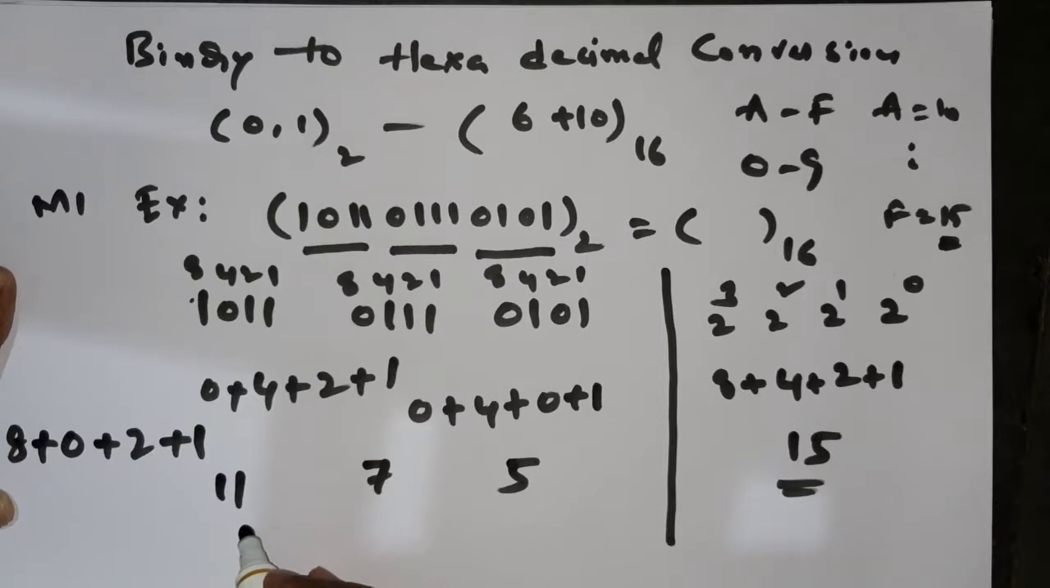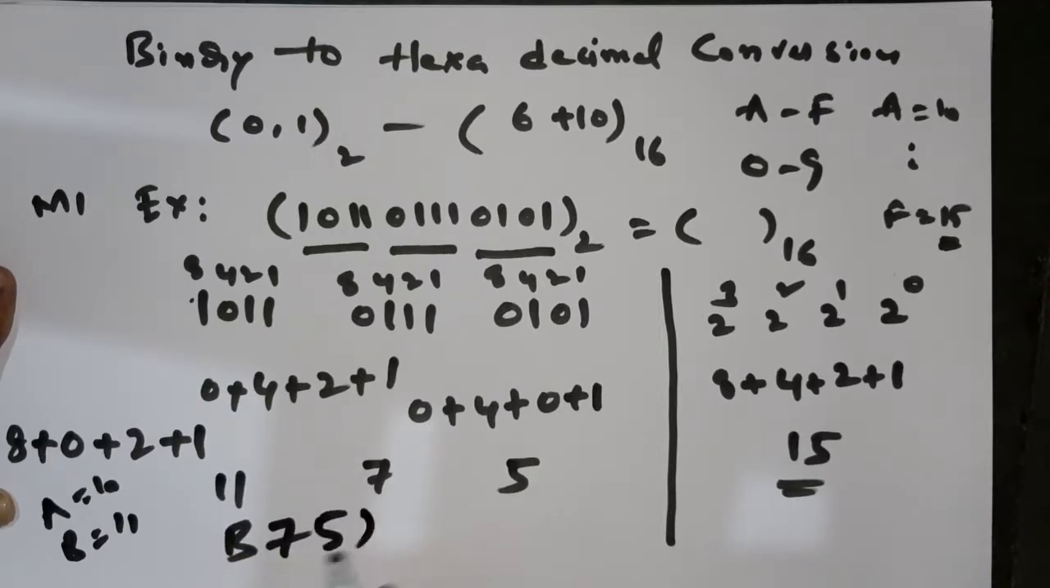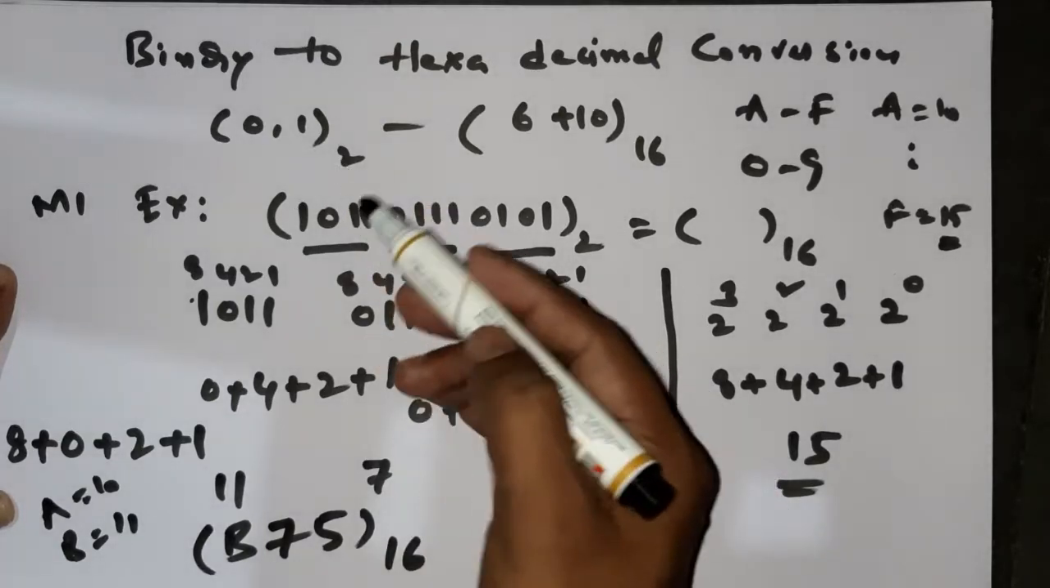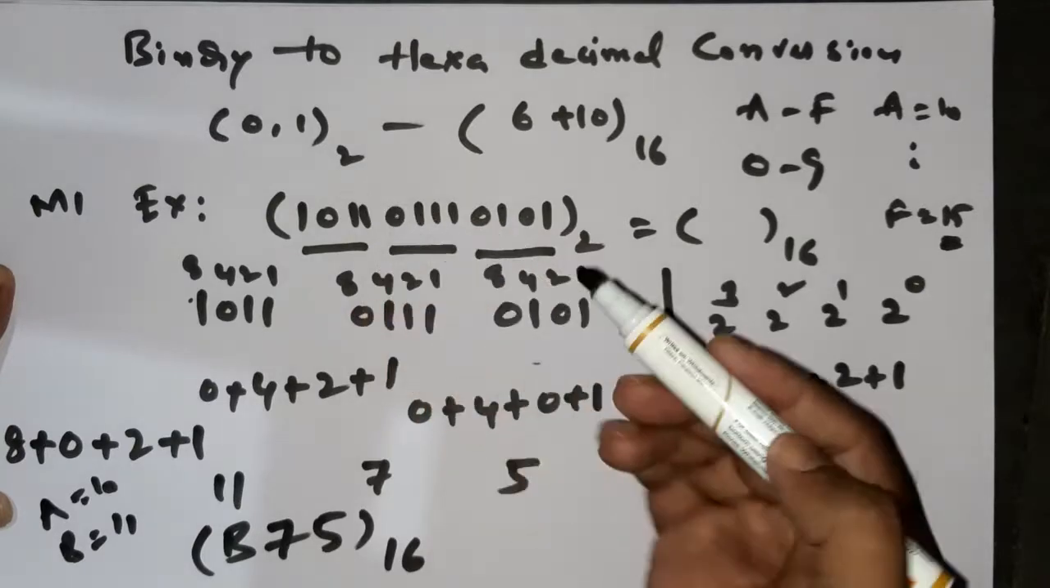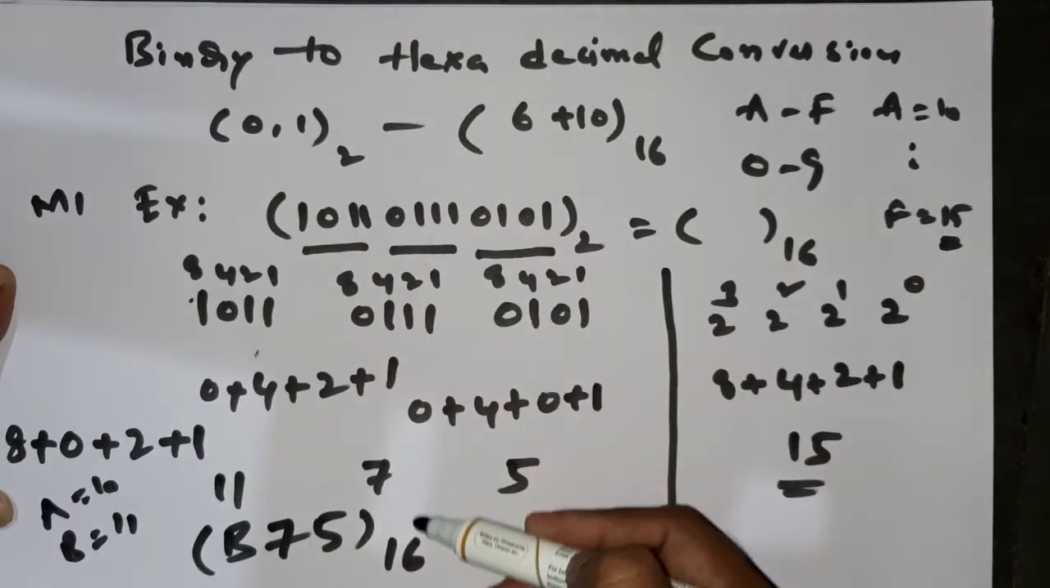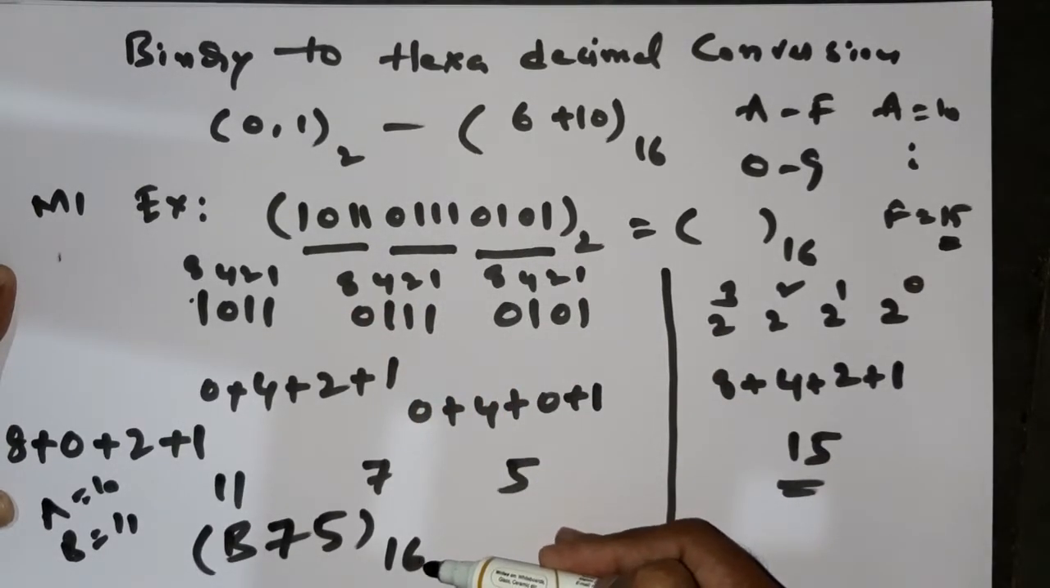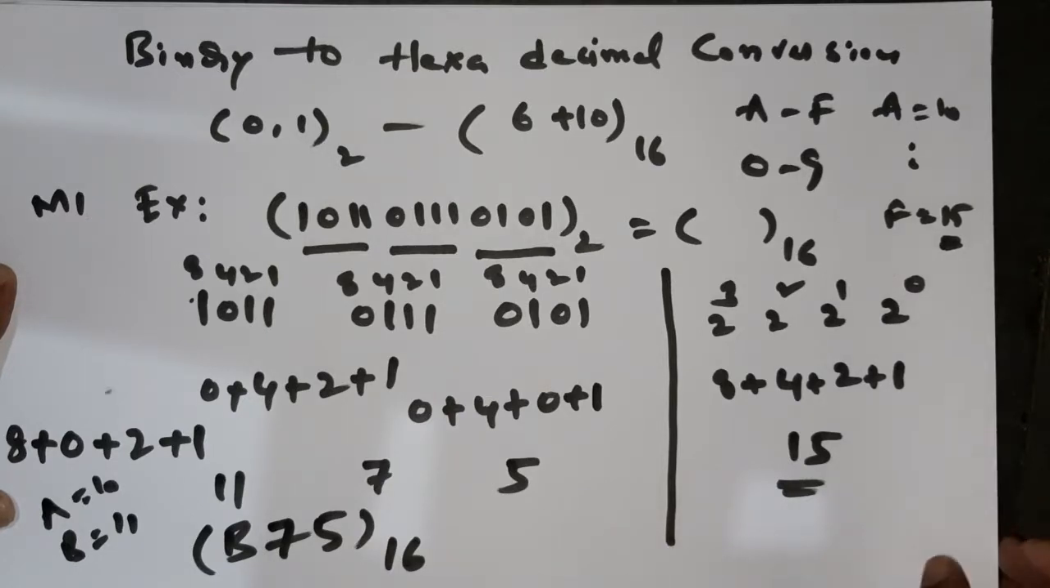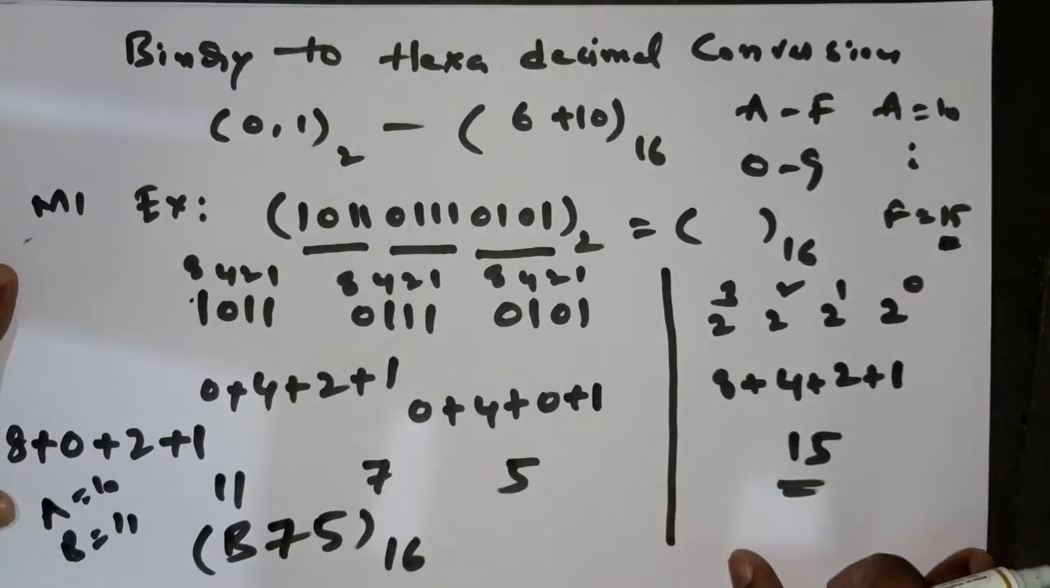But what about 11? 11 is nothing but B. How can I say that? A equals 10 we know, B equals 11, that's why I am writing B instead of 11. 7 anyhow we have, and 5. This is the hexadecimal number after converting from binary. Okay, we have taken this one as a binary number and we converted it into hexadecimal. This is method 1. Now we will go with method 2.